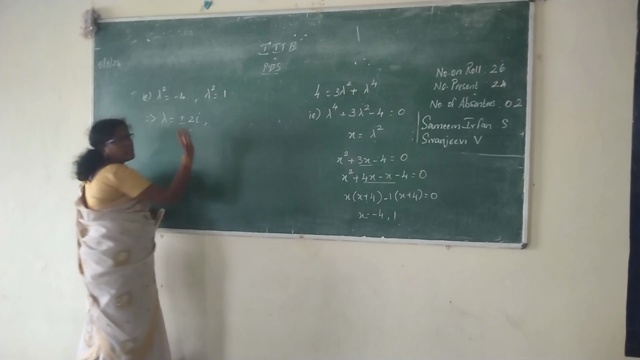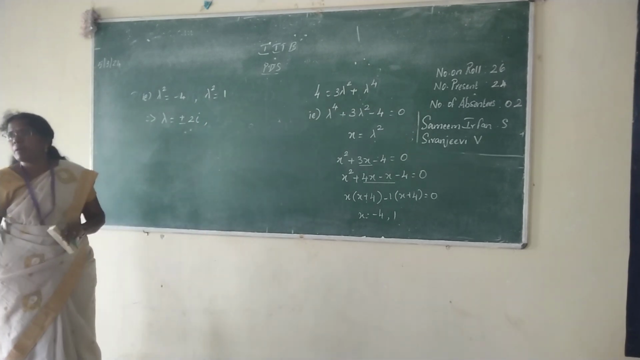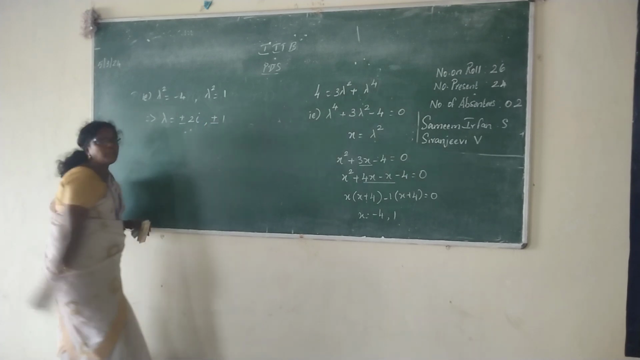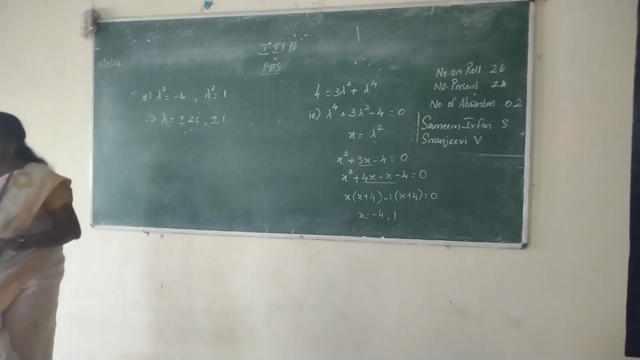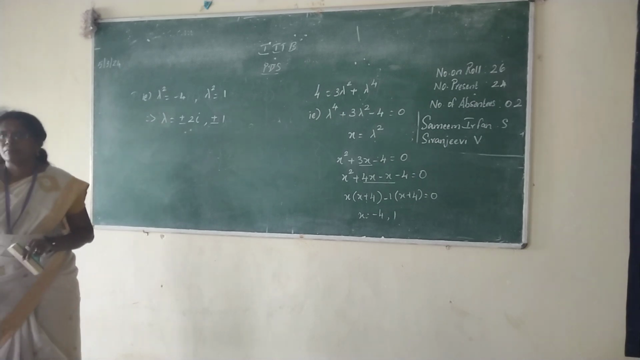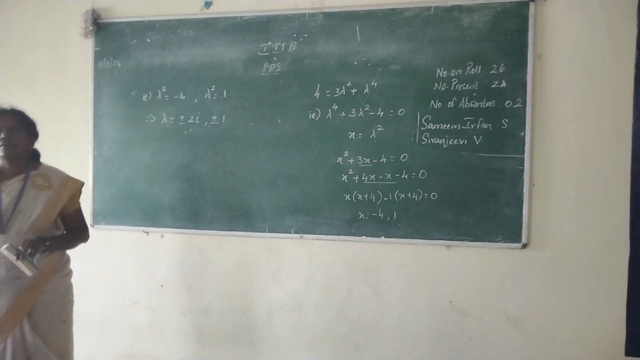What is lambda square equal to 1? So what is lambda? Plus or minus 1. Whenever you take square root, you will have a plus or minus. So how many values are there for lambda? 4 values. Which is the correct value for lambda? Plus or minus 1.